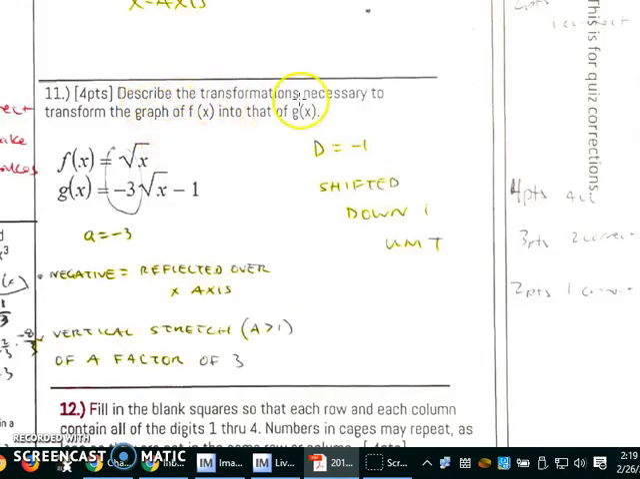Number 11, describe the transformations necessary to transform the graph of f of x into that of g of x. So here's the parent function, square root of x, and then you have g of x. If you recognize the a values on the outside, so a value of -3, the negative tells me it reflects over the x-axis. A 3 tells me it's a vertical stretch of a factor of 3. And then this -1 here is outside of the radical, so outside the parentheses, all your d values shifted down 1 unit. 4 points for all, 3 points for 2 correct, and 2 points for just 1 correct.